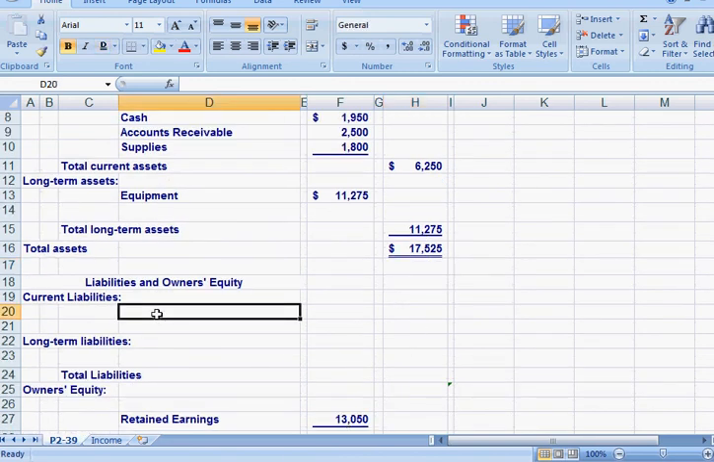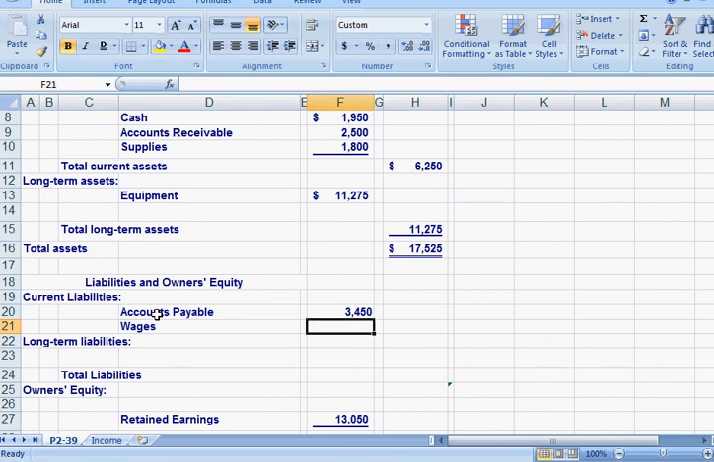So the next thing we're going to look at is we're going to do the same thing with liabilities. We're going to take a look at that list of accounts and figure out which of those are current liabilities, which means we will pay those within a year, or long-term liabilities, things that will take us longer than a year to pay. And if we look at our list, accounts payable would be $3,450, and wages payable $250. Then we're going to get our total current liabilities of $3,700.